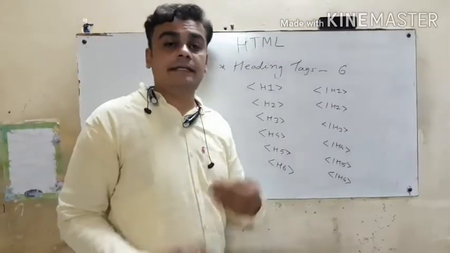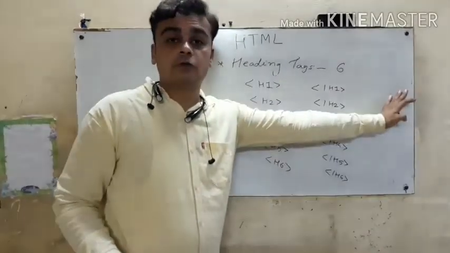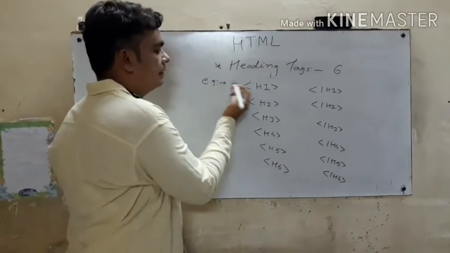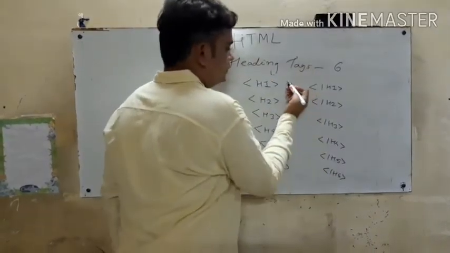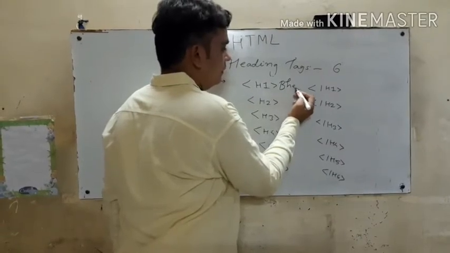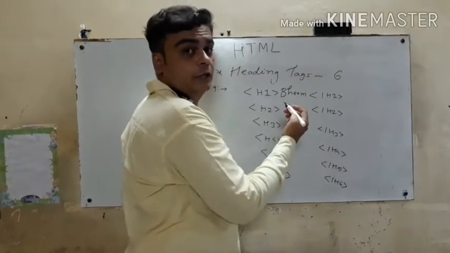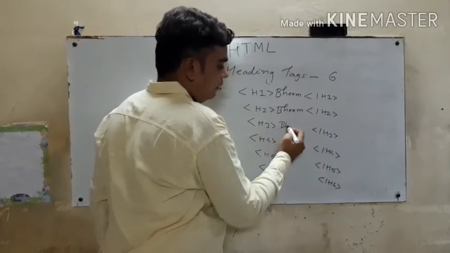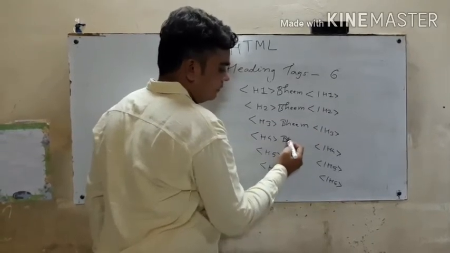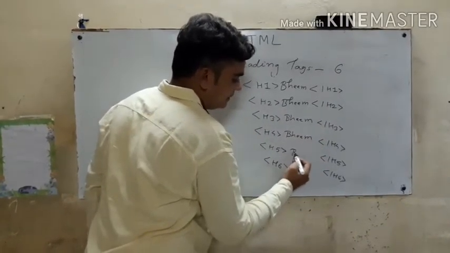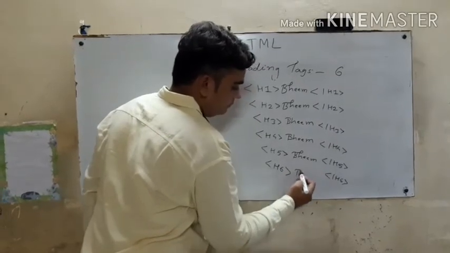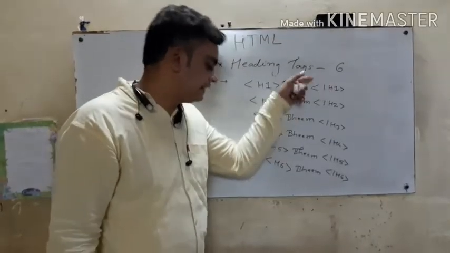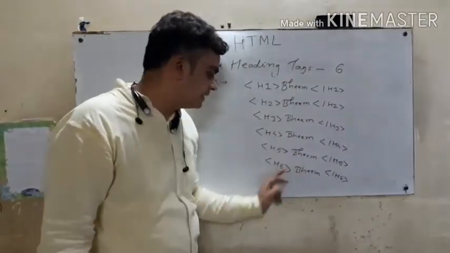Now we will see an example and its output, how it will show. Suppose here I am going to write one example. Suppose I write here Bheem. All of you know Bheem very well, Chota Bheem character. So here I am using the same example, and I am going to write the same text for all these 6 heading tags. I am repeating the same text in H1, the text, /H1. In this way I am going to write the same text for H6.